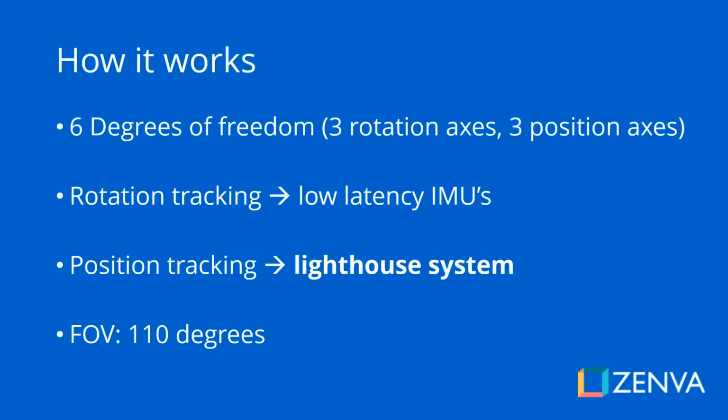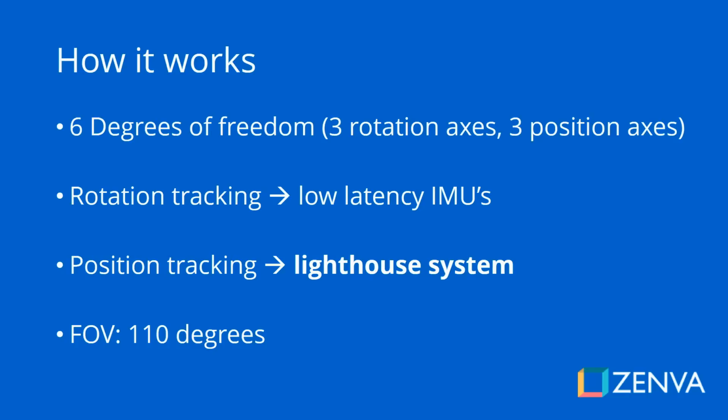And how does this platform work, basically? The different tracked elements, which include the head-mounted display, the controllers, and also optionally additional tracked volumes, have 6 degrees of freedom, and this means 3 rotation axes are measured and also 3 position axes. Basically, the objects can be tracked in space and it can be tracked what their orientation is.